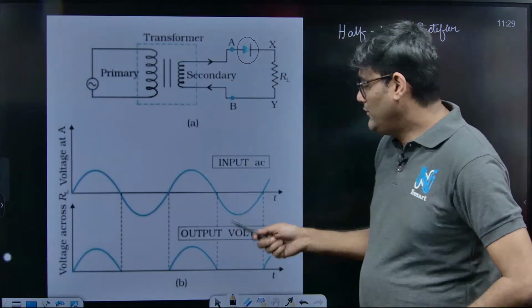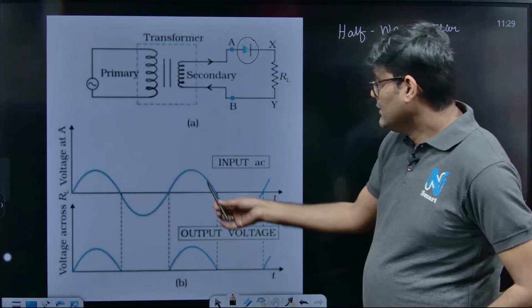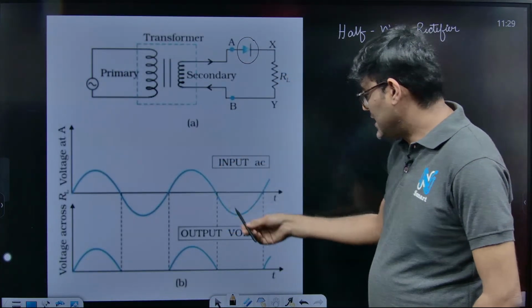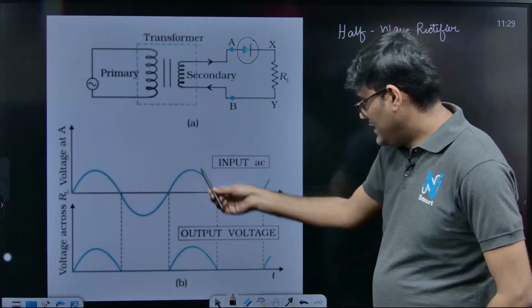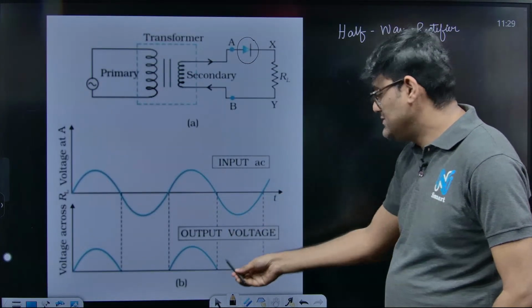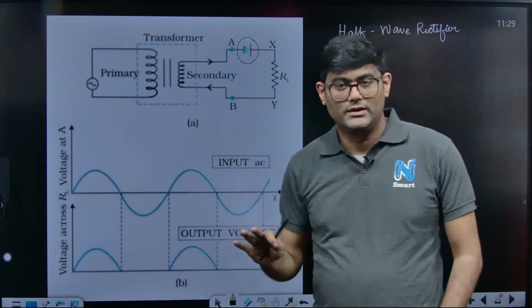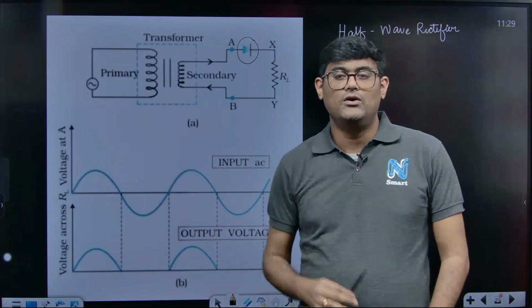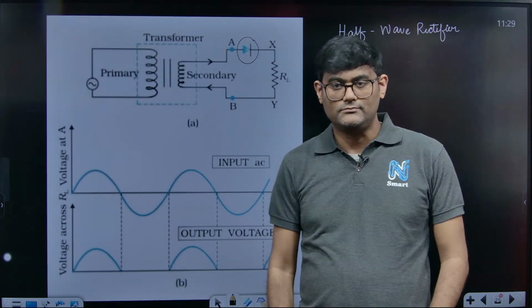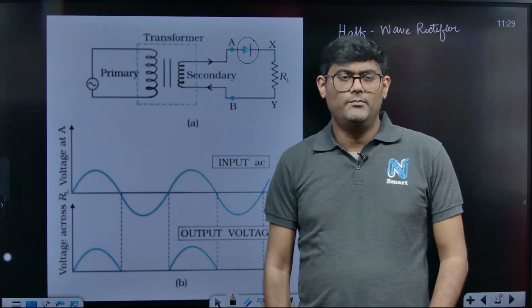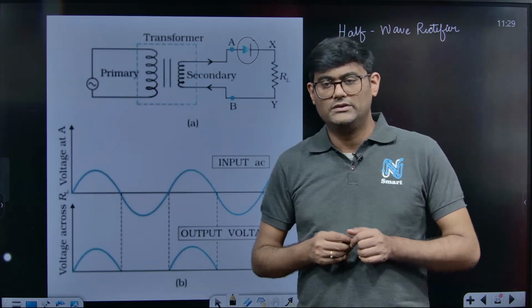In a similar way, you can see another cycle starts and the positive half of that cycle will be rectified, but the negative cycle will be removed, right? So that is how this half wave rectifier works, right? Now there may be different types of questions on this half wave rectifier.